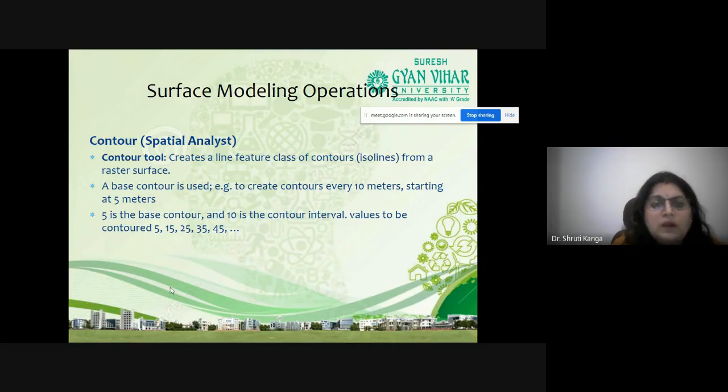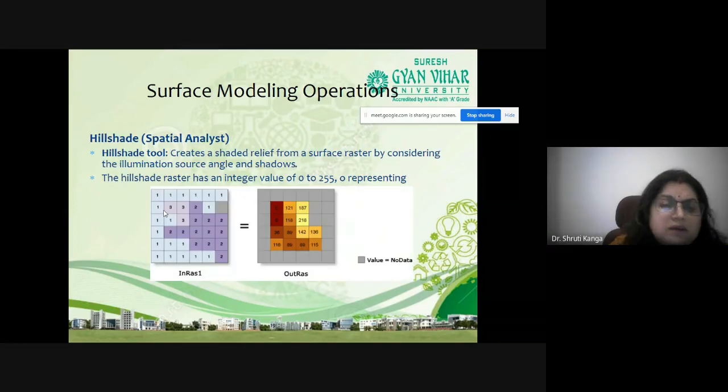Now the contour tool, using the spatial analysis function, creates a line feature class of lines from a raster surface. It can be on a 10 meter interval, or it can be 50 meters. So based on the scale of your data, we can decide the difference between two contour lines. It can be 10 meters, 5 meters, 50 meters, 100 meters, based on the scale of the data set.